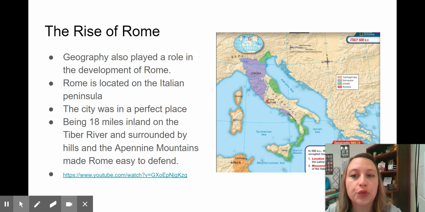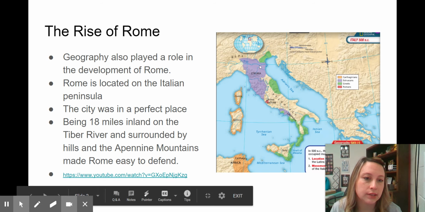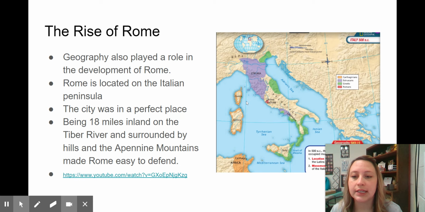So, we know that geography played an important role in the development and in the downfall of Greece. Geography also plays a major role in the development of Rome. Rome is located here on this Italian peninsula. It's the boot, is what we located it as. The city was in a perfect place. Basically, it was 18 miles inland, so it wasn't too close to the sea to be sacked by incoming ships.